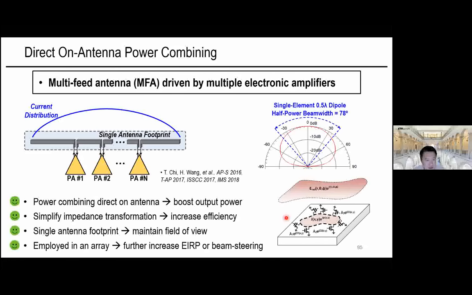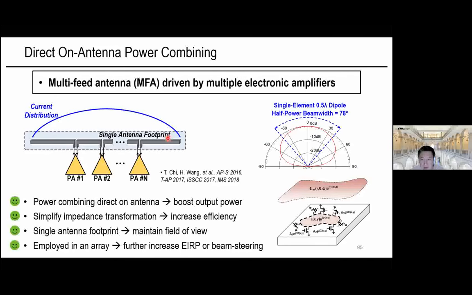So these two approaches are essentially the results of the conventional constraint that circuits can only interface with the antenna using a standard one port, for example, a 50 ohm interface. But if we break the constraint, as I mentioned earlier, we will find a lot of new innovation opportunities right in front of us. For example, an innovation example is this multi-feed antenna structure that can be driven by multiple electronic amplifiers. If we use a half-wavelength dipole as an example, we can play with the output current of the amplifiers. We can make multiple ports with different current excitation so that the total current profile on this antenna is the same as the current profile on a single-feed antenna. Therefore, they will achieve the same far-field pattern.